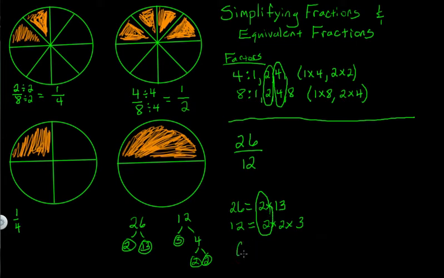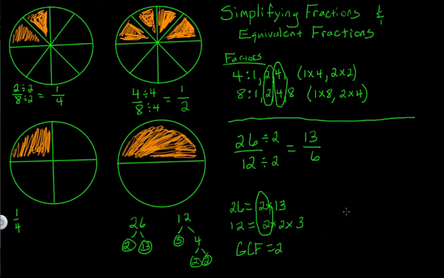So therefore, our greatest common factor here is 2. I divide by that greatest common factor. So I'm going to divide both my numerator and my denominator by 2, and that gives me 13/6. And that is the simplified version of this particular fraction.